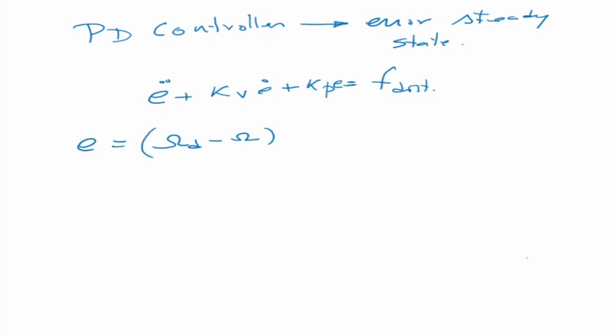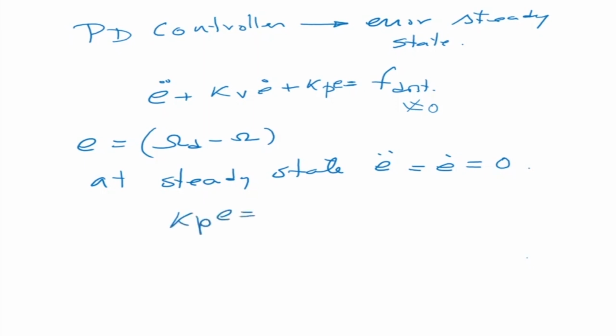So in terms of the error dynamics, this is the equation for the error dynamics for a PD controller. And F disturbance is the disturbance torque, which is always going to be there in a robot manipulator. So this will never be 0. Now if you look at this at steady state, E double dot is equal to E dot is equal to 0 because the system is not moving. But if you look at the top equation, then Kp into E becomes equal to F disturbance. So error becomes equal to F disturbance divided by Kp.